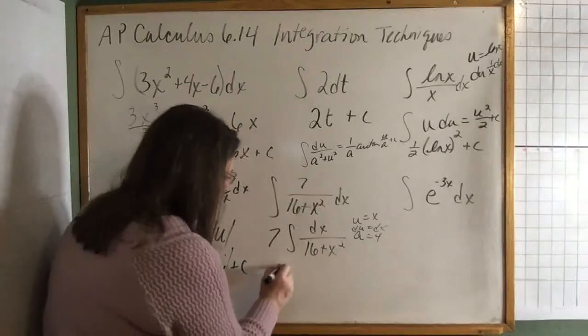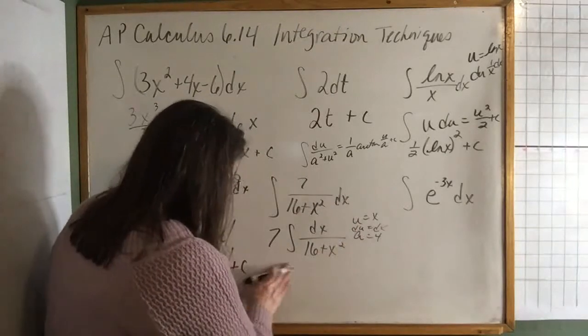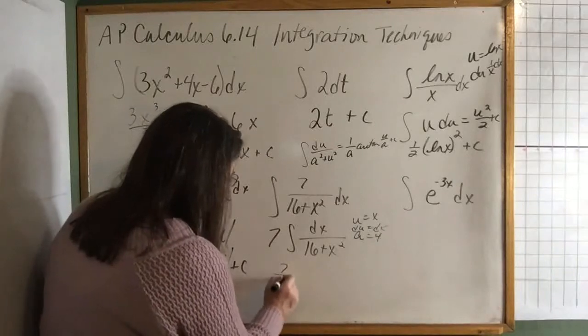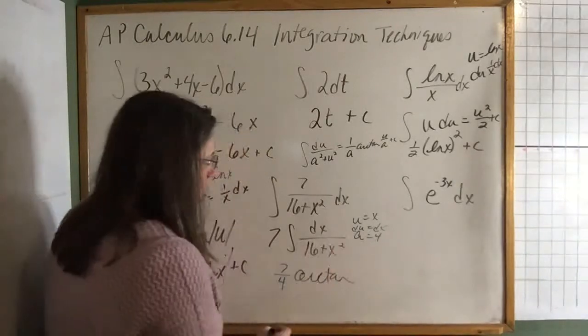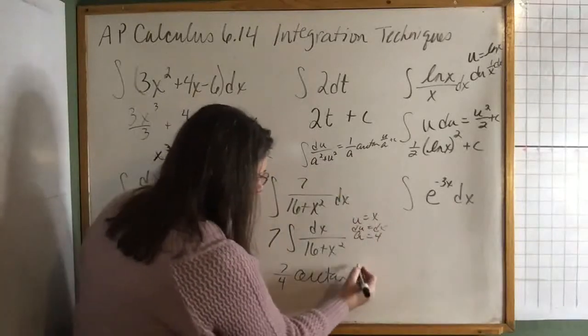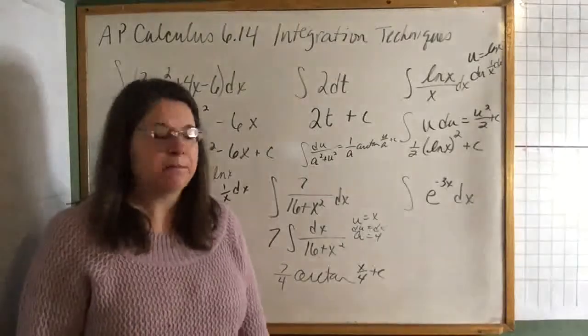So this is just a 7 times 1 over a, which would be 1/4. So 7 times 1/4 is 7/4. We've got the arctangent. U over a would be x over 4. And we can't forget our plus c.